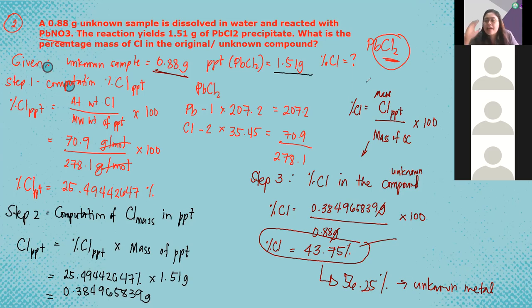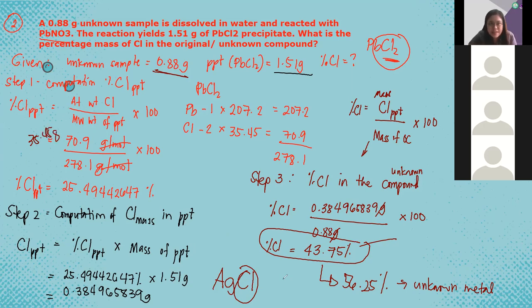Oh, pag wala, Hazel, pag wala siyang subscript, automatic 1 lang talaga yan siya. Okay? Again, pag walang subscript, 1 lang talaga. Kagaya ng first example natin, silver chloride. Sa silver chloride, the chemical formula for silver chloride is just AgCl. Walang subscript. So, automatic this is counted as 1. So, kung magko-compute ka dito gamit ang atomic weight ni chloride, ang gagamitin mo dyan, 35.45 lang talaga.